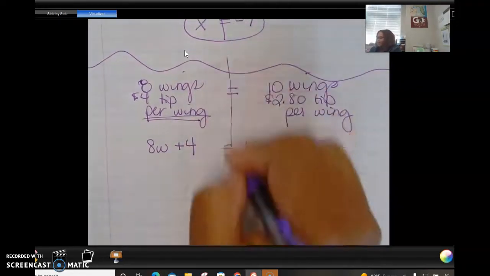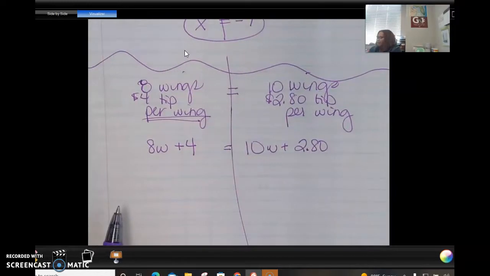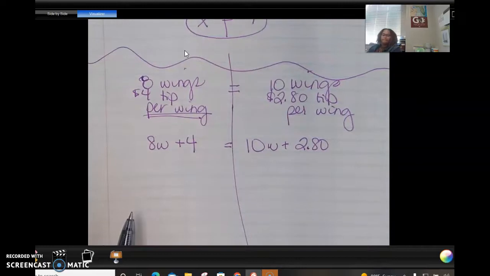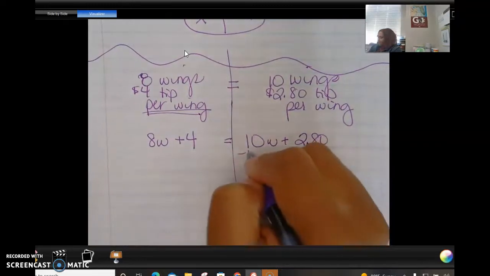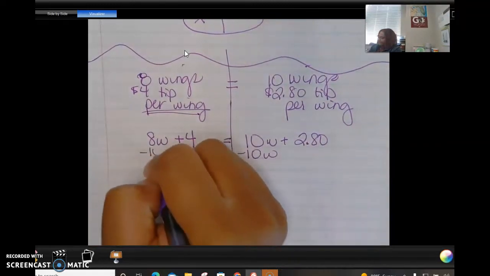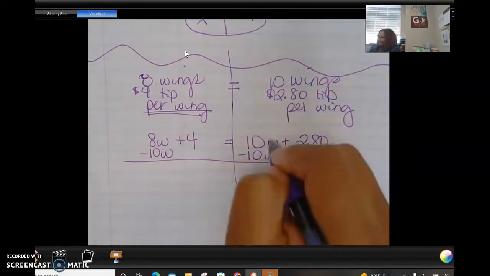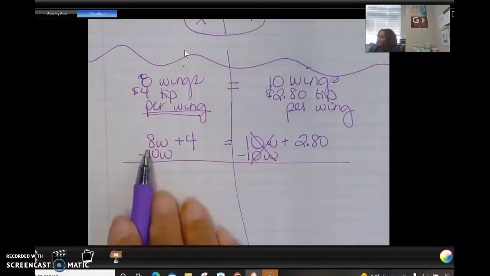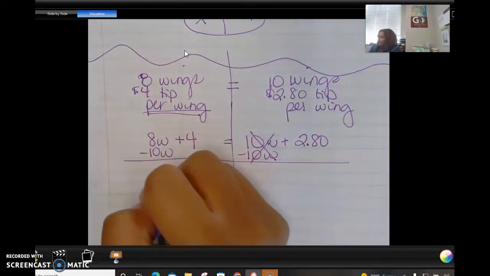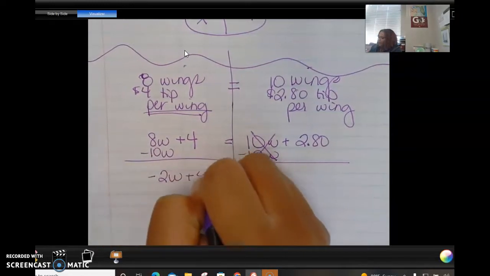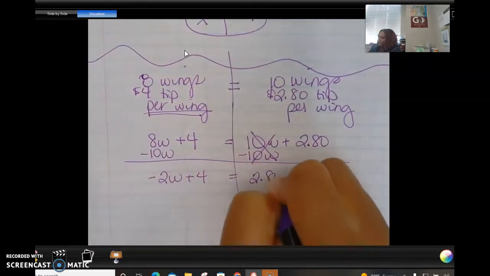Okay, now I solve. What do I do first? Minus 10 wings on both sides. These 10 wings cancel out. 8 wings minus 10 wings. Can I take 10 away from 8? No. So my answer is going to be negative what? Negative 2 wings plus $4 equals $2.80.